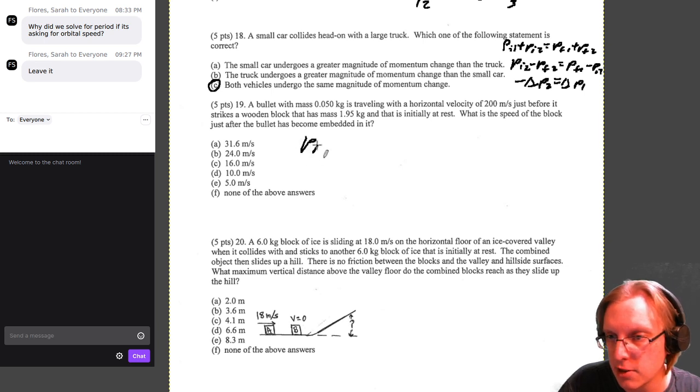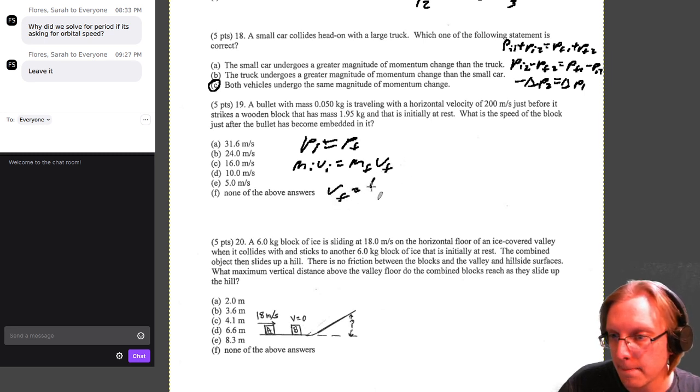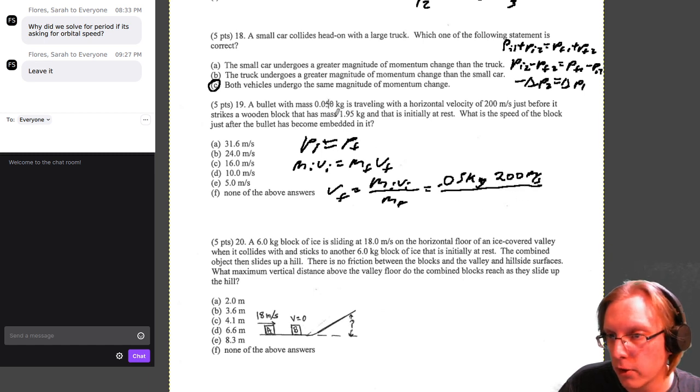Alright. Momentum initial equals momentum final. Mass initial times velocity initial is equal to mass final times velocity final. Therefore, velocity final is equal to mass initial and velocity initial divided by mass final. Alright, mass initial is 0.05 kilos with a velocity of 200 meters per second, divided by 0.05 plus 1.95, which is 2 kilos.